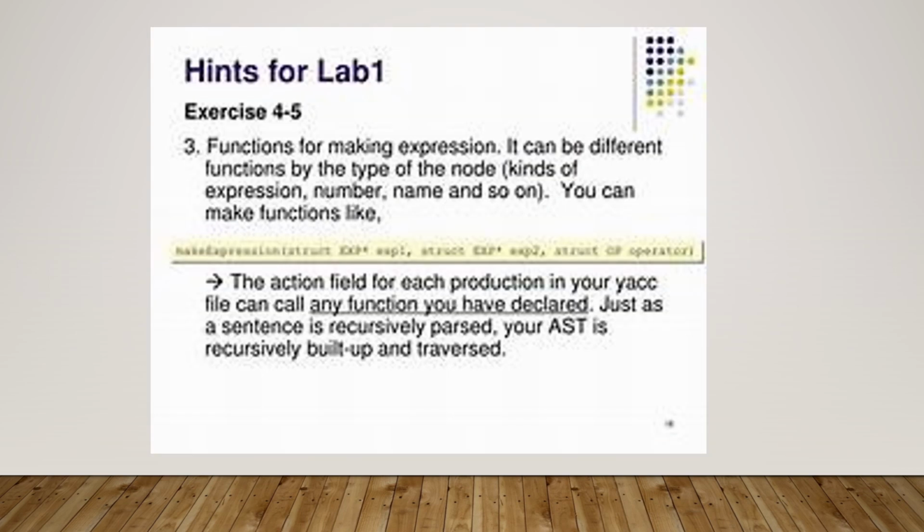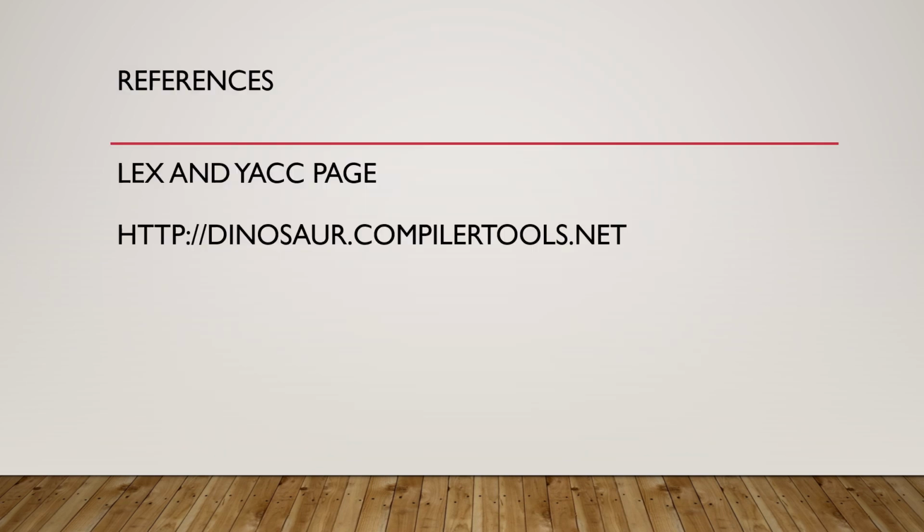And the next is hints for Lab 1. We are going to study this in exercises 4 to 5. Functions for making expressions can be different functions by the type of a node, a kind of expression, number, name, and so on. You can make functions like the ones given below, and the next one is the action field. Each production in your Yacc file can call your function. You can declare that a sentence is recursively parsed, and the AST is built up and traversed.